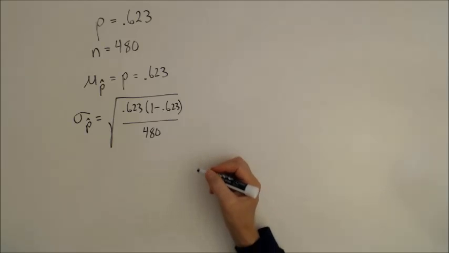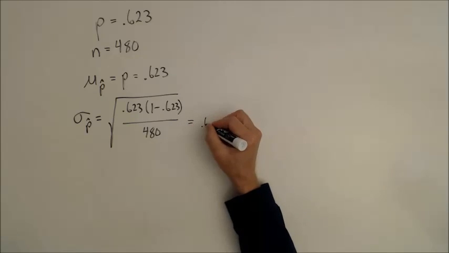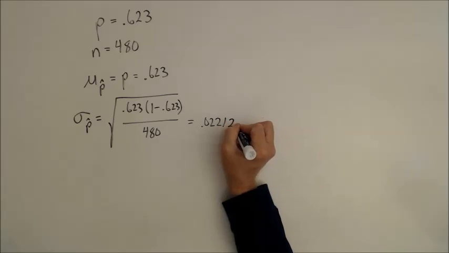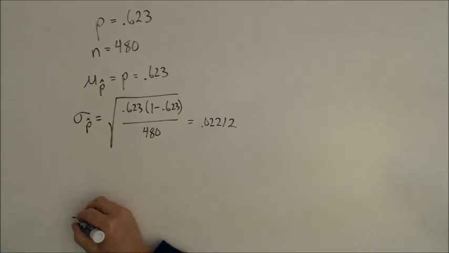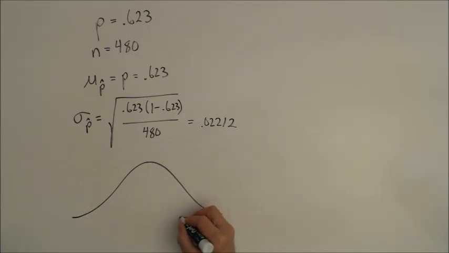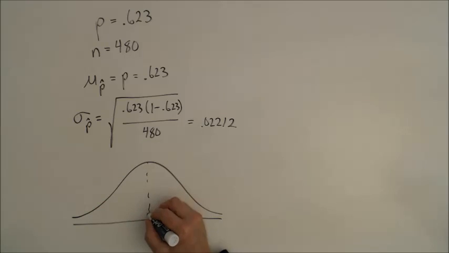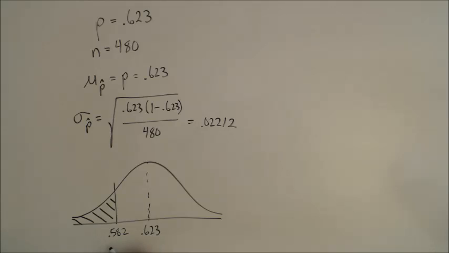Computing this square root gives a standard deviation of about 0.02212. Here we have a normal distribution, a distribution of sample proportions that's centered at the mean of 62.3%. We're asked to consider the likelihood that for a sample of this size, we observe a sample proportion as small as 58.2%. What percentage of these samples have a sample proportion smaller than 58.2%?